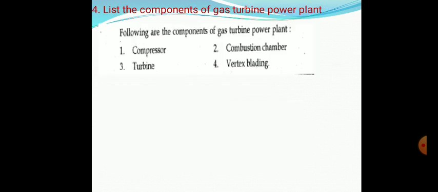Next question: list the components of gas turbine power plant. The following are the components of a gas turbine power plant. First one is compressor, second combustion chamber, third turbine, and fourth one is vortex blading.